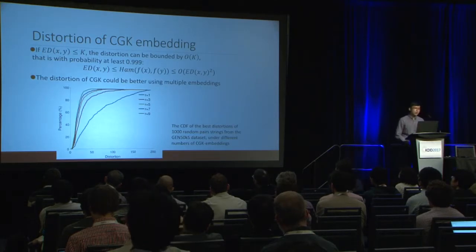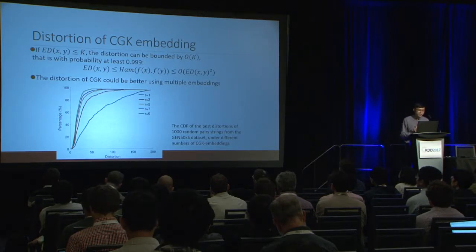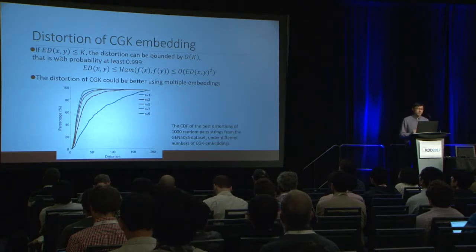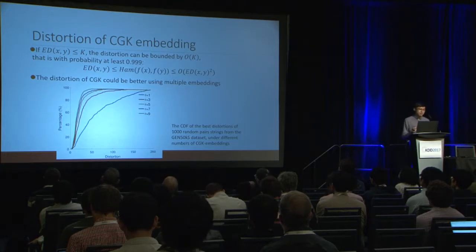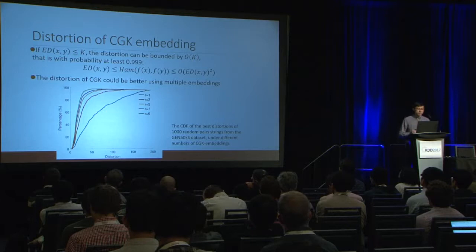So let's see what CGK embedding gives us in theory. If the edit distance between a pair x and y is less than k, the distortion could be bounded. Which means with high probability, the Hamming distance after embedding is greater than the edit distance, and less than or equal to the edit distance squared. And the distortion could be further decreased if you use multiple embeddings.